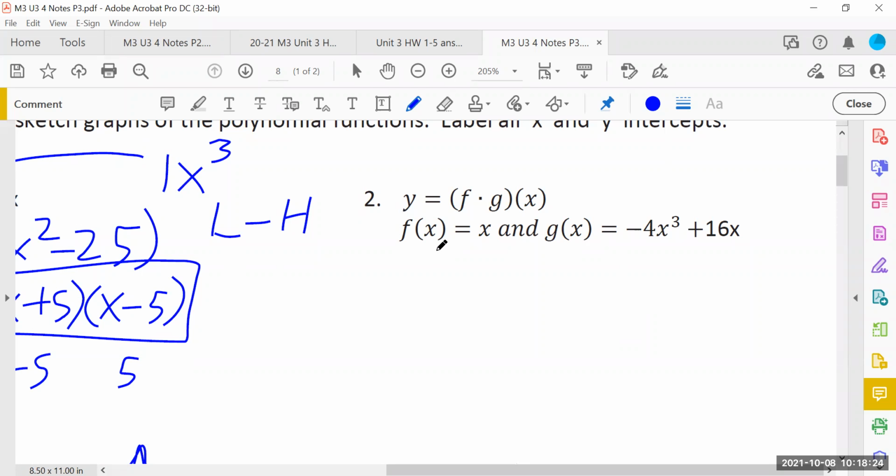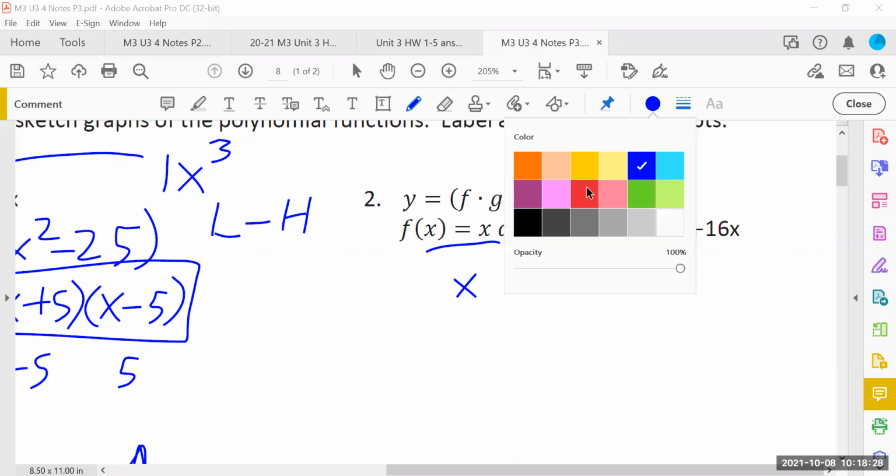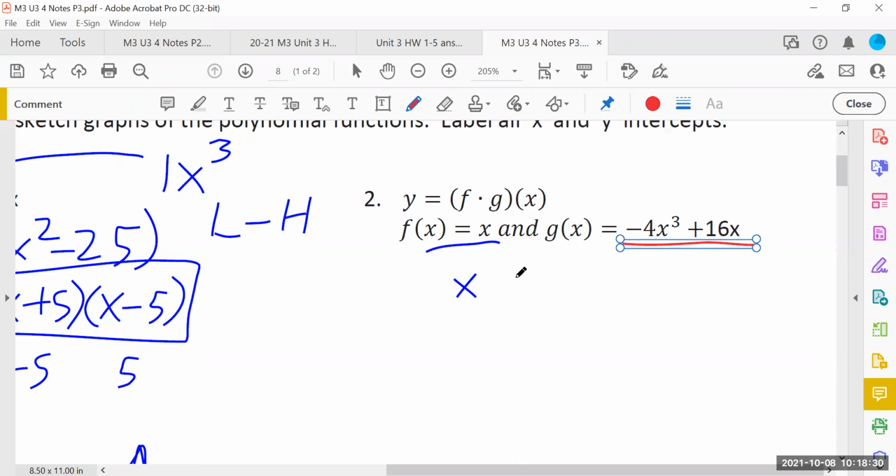So I'm going to take f of x, just an x, put it out in front. And I'm going to multiply that by g of x, which is -4x cubed plus 16x. Okay. Does this factor? Is there something that goes into -4x cubed plus 16x? What is it? We take out a 4.